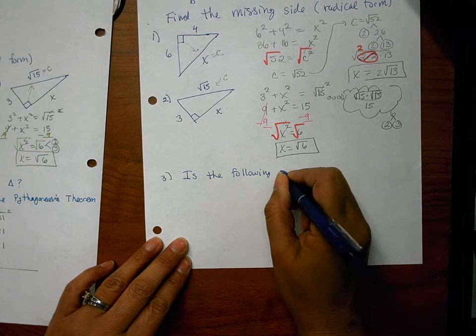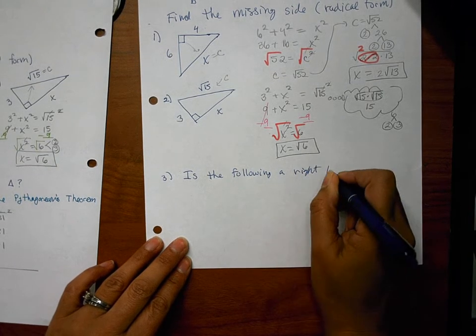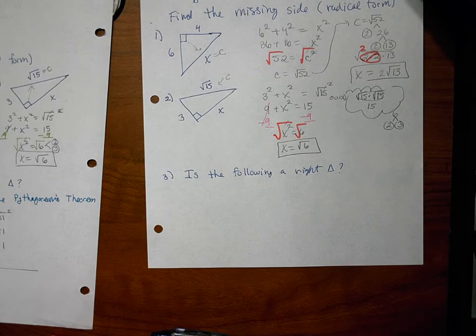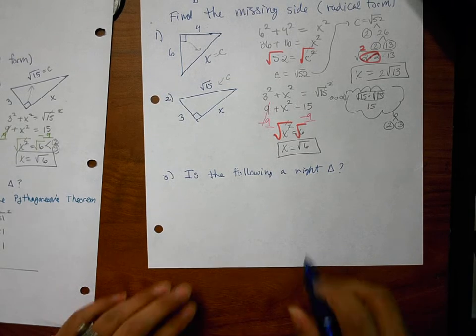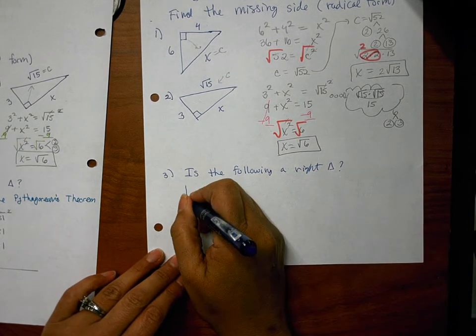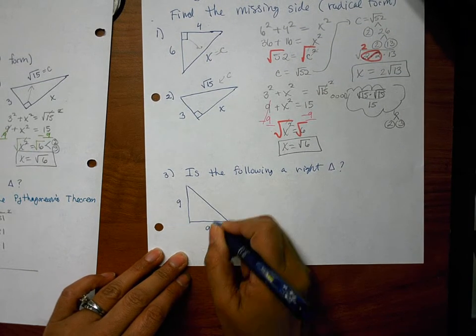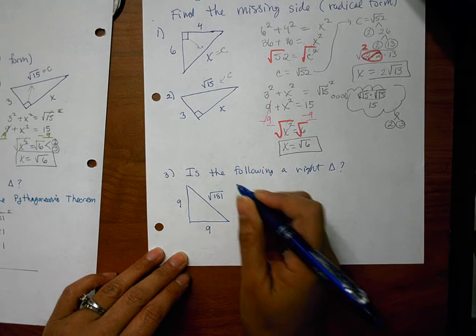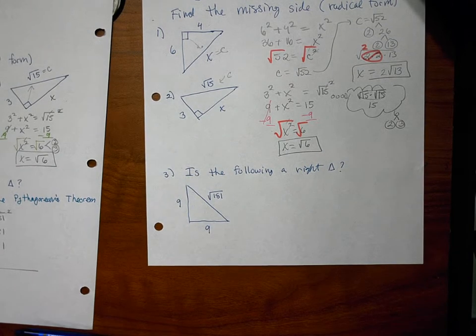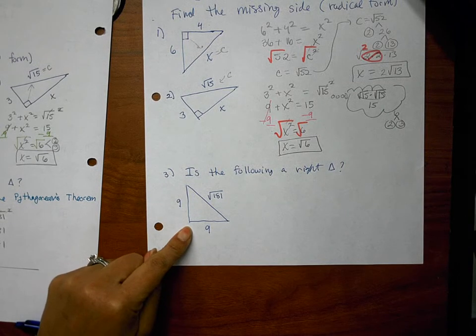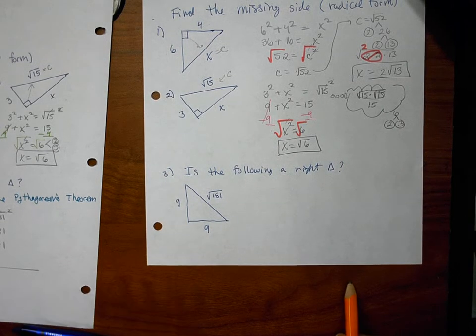Okay, number 3. Is the following a right triangle? All right, on this one, I'm giving you all the sides, and I'm asking you, is it a right triangle?